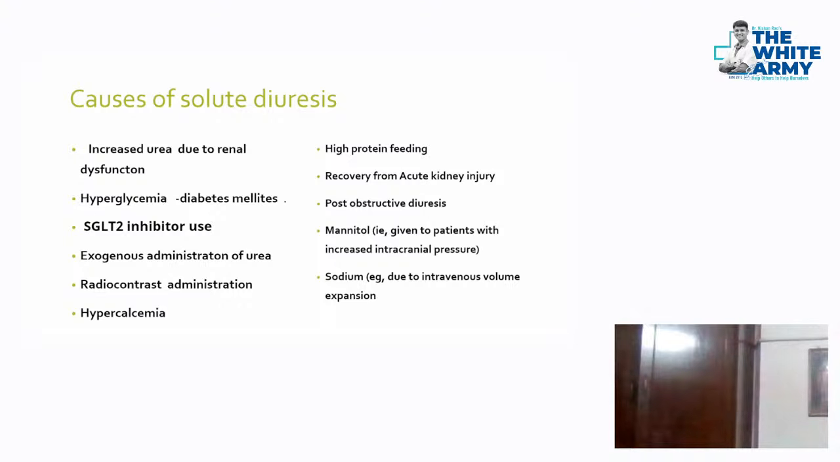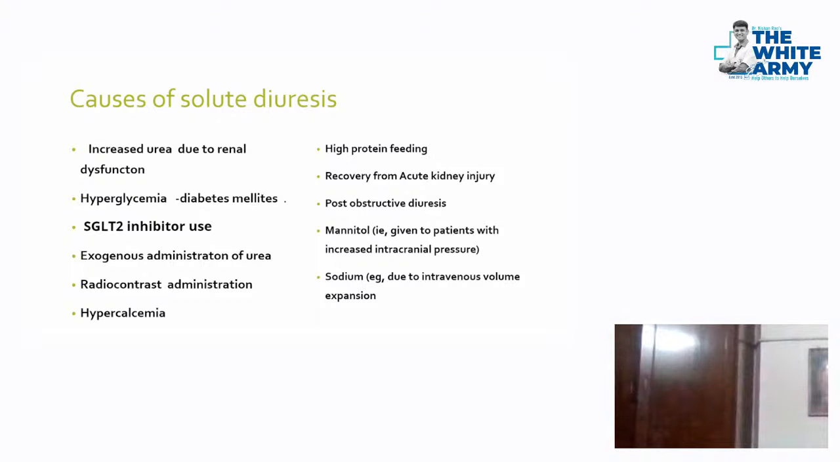The tubules have the inability to concentrate urine, so the volume will be high. Once you recover from acute kidney injury, acute tubular injury, urine volume will double every day. So if somebody is passing 500 ml, it then becomes 1 liter, 2 liters, 4 liters, 8 liters like that. That can also result in a solute diuresis.